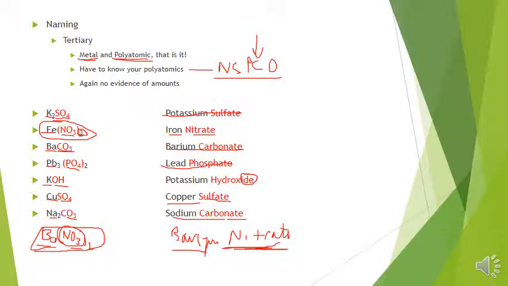So naming ionics, you just have to tell who's in it. If it's binary, you just tell what metal and what nonmetal is in it. If it's tertiary, you tell what metal and what polyatomic is in it.